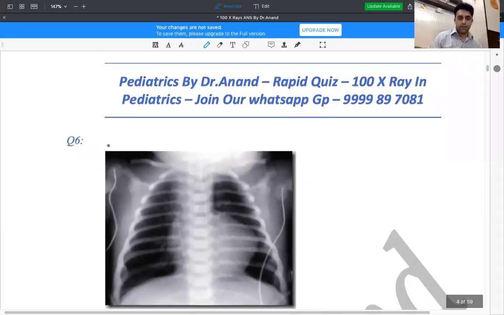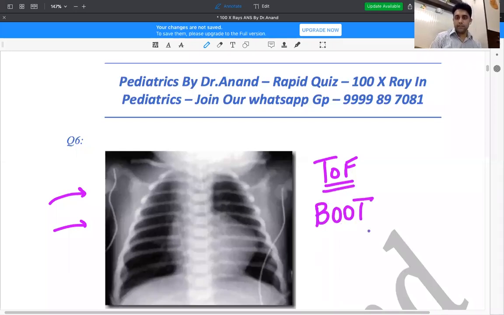Okay, what is this? What can anyone tell me? Question number 6. What can you appreciate in this picture? Yeah. So this is nothing but tetralogy of Fallot. This actually is a boot-shaped heart. This X-ray looks like that. I didn't take the classical boot shaped heart this time, but this is a boot shaped heart.